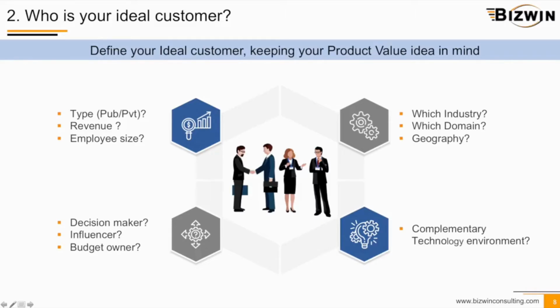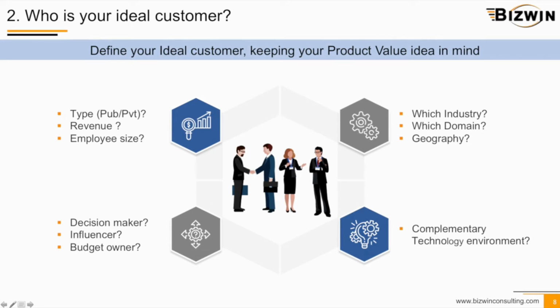So how do we do that? We have to be very clear in understanding the customer segment. What type of customer does this actually relate to? Is it public sector, private sector? What should be the revenue of that kind of a customer? What should be the employee size? Which industry should they belong to? What should be their domain? What geography? I mean, will it work only in US or Canada, or will it work across the world? Is it only for tropical countries? Where does this product, solution, or service work? So this has to be very clearly defined.